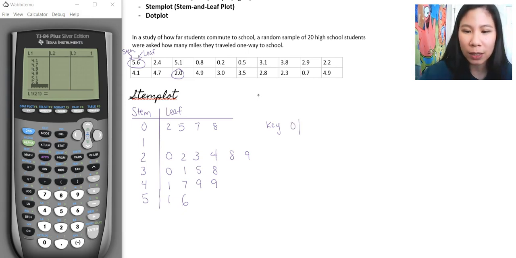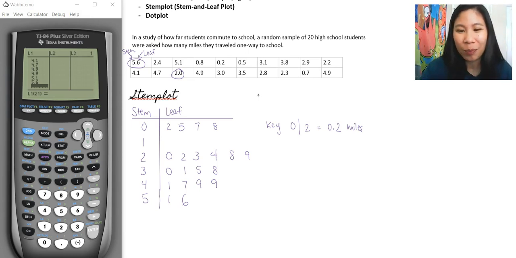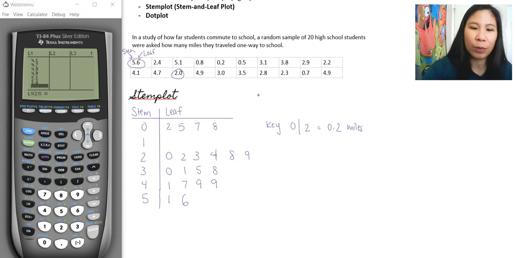I'm just going to write it as 0 and then a vertical line, and then the 2. The line is the column line that splits up our stem and our leaves, and then that stands for 0.2 miles as the distance from their school, which is pretty close. That's a very short distance between your home and your school. So every time we make a stem plot, we want to include that key, and it doesn't matter what number you use as long as you put something there from your data set.